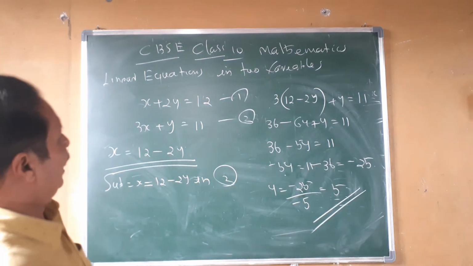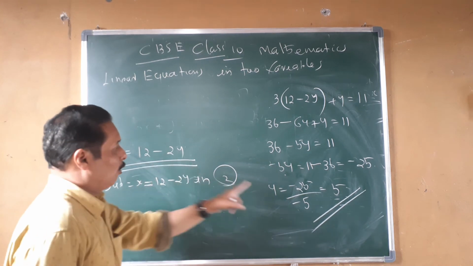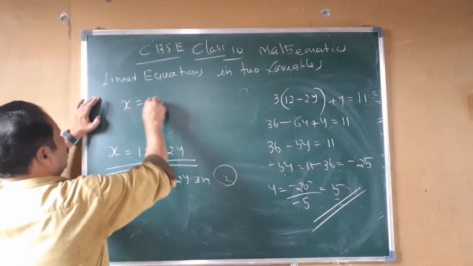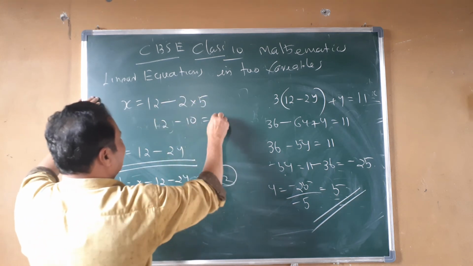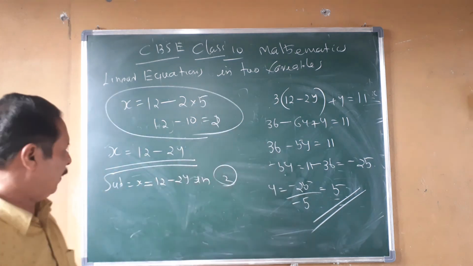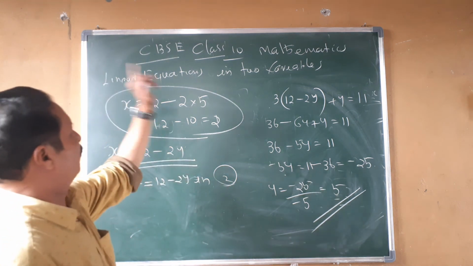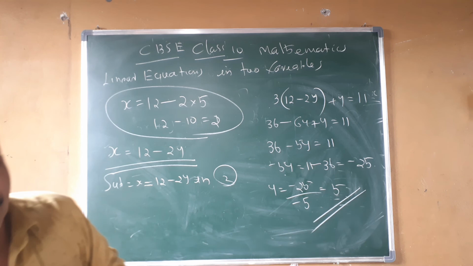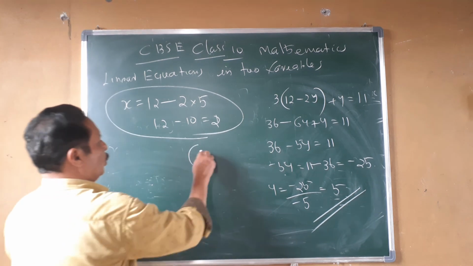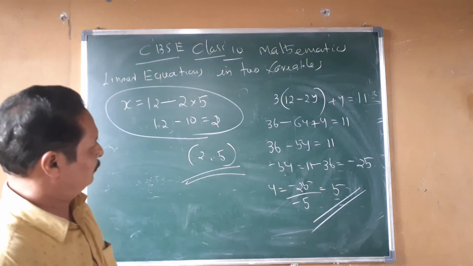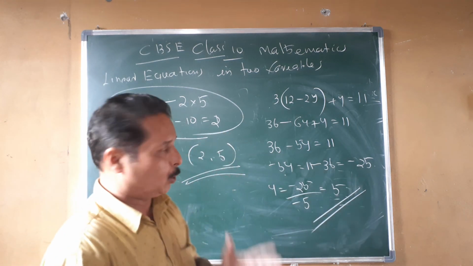Exactly 5. And how can we find the value of x? You substitute this value of y in this equation. x equal to 12 minus 2 into y, y equal to 5. 2 into 5 is 10 and you will get 2. Okay? Substitute the value of y equal to 5 in this equation. 12 minus 2 into 5, that is 12 minus 10 equal to 2. You see that? So x equal to 2 and y is equal to 5. The solution is 2, 5. Are you ready? Then in the next class we will discuss some problems in the textbook also. Now this is the substitution method.